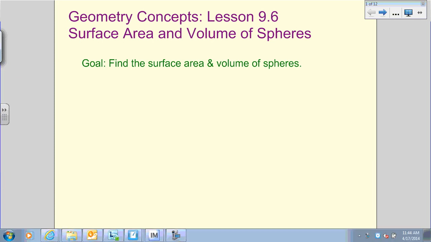All right, ladies and gentlemen, we are taking a look at lesson 9.6 here in our chapter. It's the last section of the chapter, and so it should be no surprise that we're looking at surface area and volume, but this time we're looking at spheres. And so our goal is going to be to calculate surface area and calculate volume.